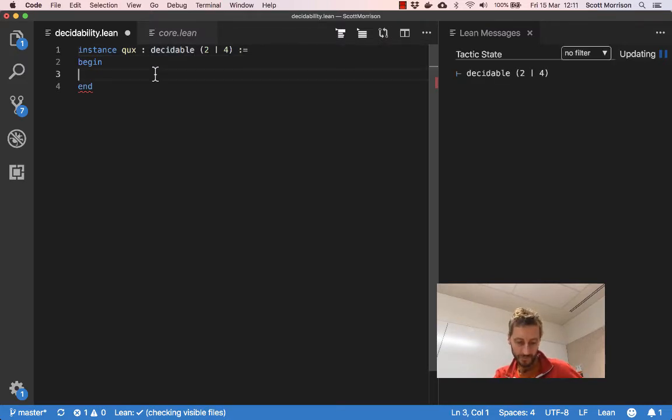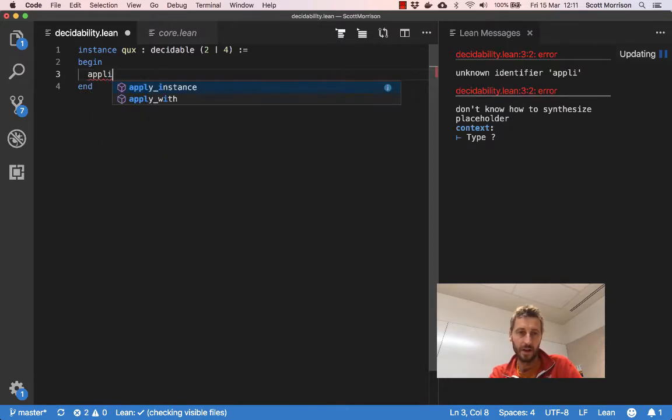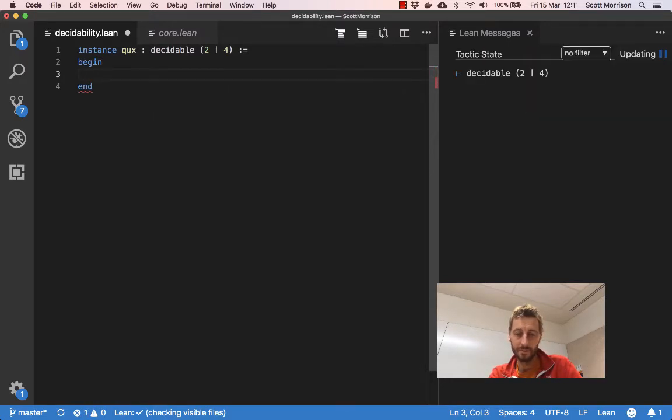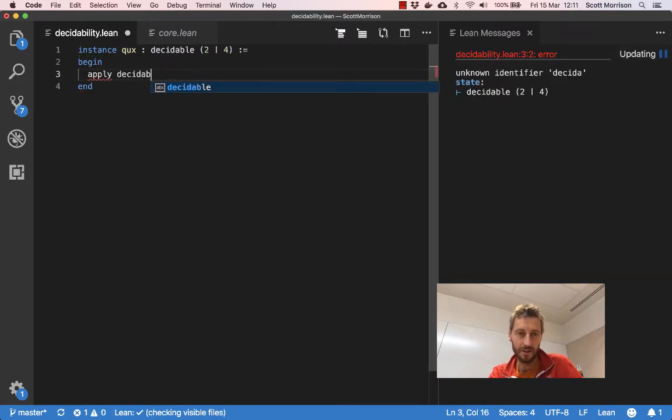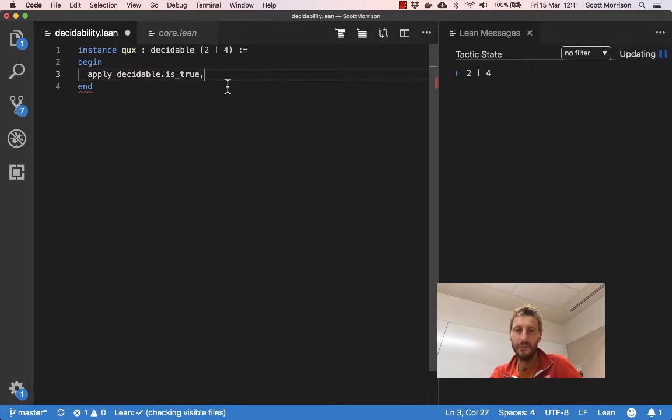So how are we going to construct the instance of 2 divides 4 is decidable? Is it just to show that it's true? Yeah. We're just going to show that it's true. Since we're building an inductive data type, we might use the constructor that we want. So we could write decidable dot is true, and now our goal has changed from showing that 2 divides 4 is decidable to showing that 2 divides 4. Okay, so that seems pretty sensible.